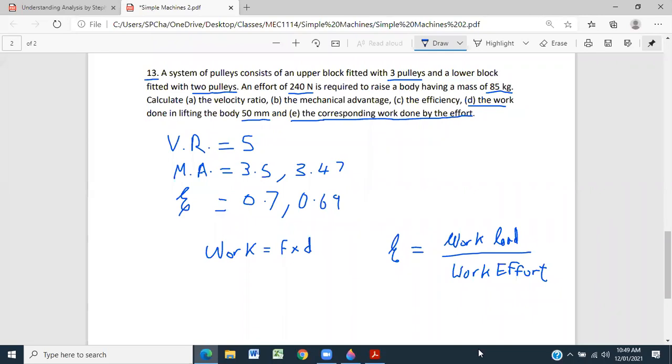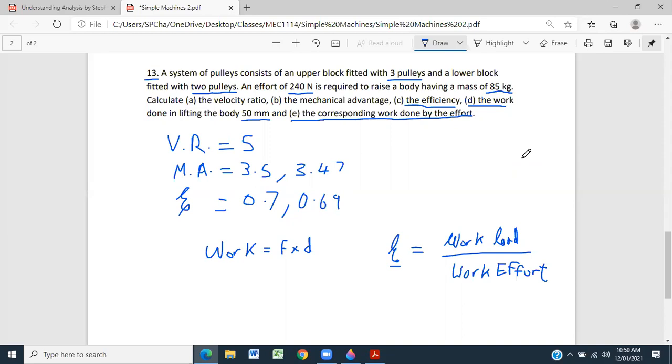So looking at the formula, we know the efficiency, right? We calculated it. Yes, we know efficiency, and we know the work of the load. So I have to just find the work of effort. Good. So how do you do that? Well, the work of the load will be divided by the efficiency to find the work for the effort. Good. Let me just calculate.